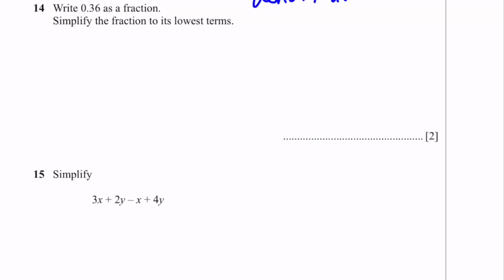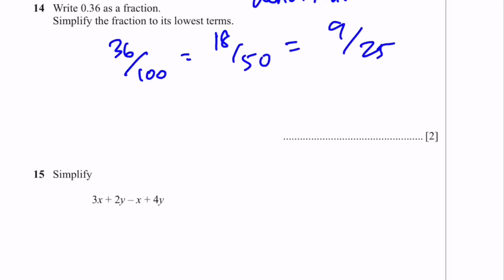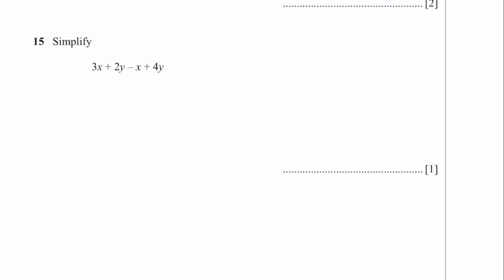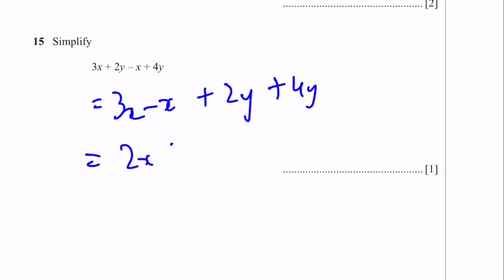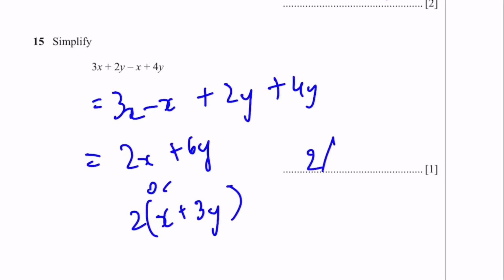Question 14. Write 0.36 as a fraction. Simplify it to its lowest terms. So 0.36 is 36 by 100, which is equal to 18 by 50, and that's 9 by 25. And 9 by 25 cannot be simplified, so that's the answer. Question 15. Simplify 3x plus 2y minus x plus 4y. That's equal to 3x minus x plus 2y plus 4y, which is equal to 2x plus 6y, or 2 into x plus 3y. So that's the answer.